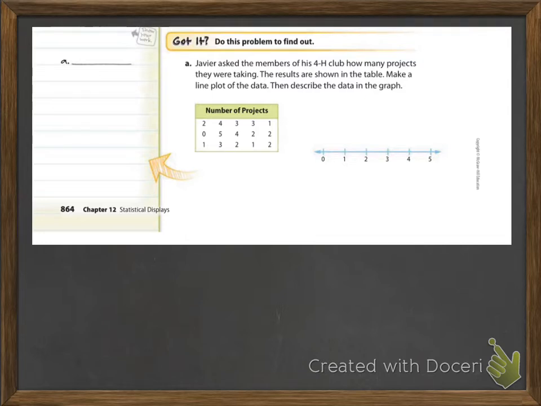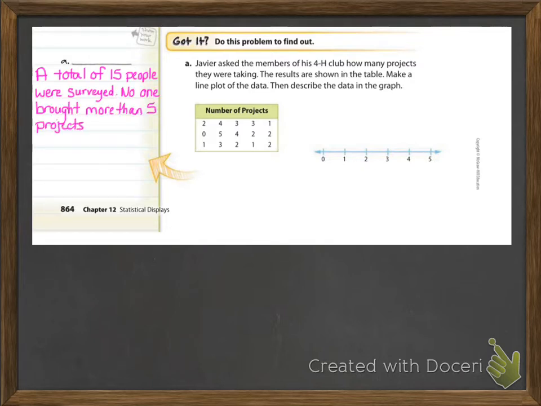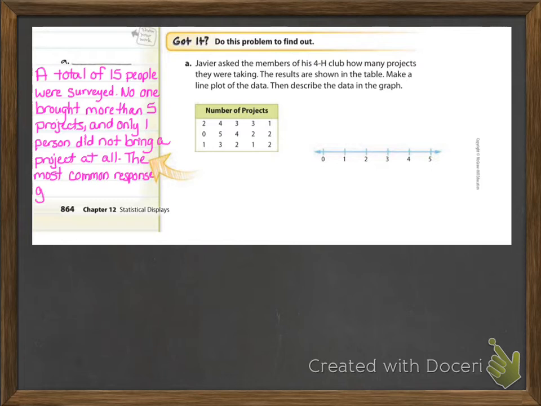All right, this is what you should have come up with, okay? So a total of 15 people were surveyed. No one brought more than 5 projects, and only one person did not bring a project at all. The most common response given was 2, which is the mode, which would be the most common number. Now, you can see here I never put my numbers on here, so let me fix that now. And there you go. So if I got something wrong, I'm sure somebody will tell me.